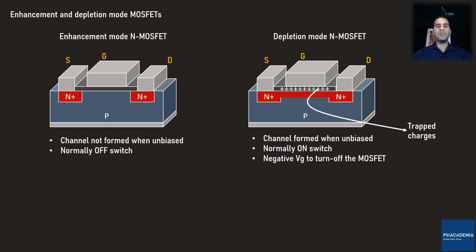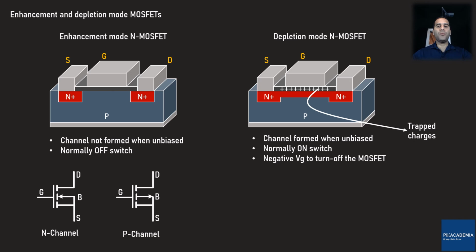In circuit schematics, we use these symbols to represent enhancement mode MOSFETs. This one for the N channel and the other one for the P channel. These symbols are used for the depletion mode MOSFETs for N channel and P channel.